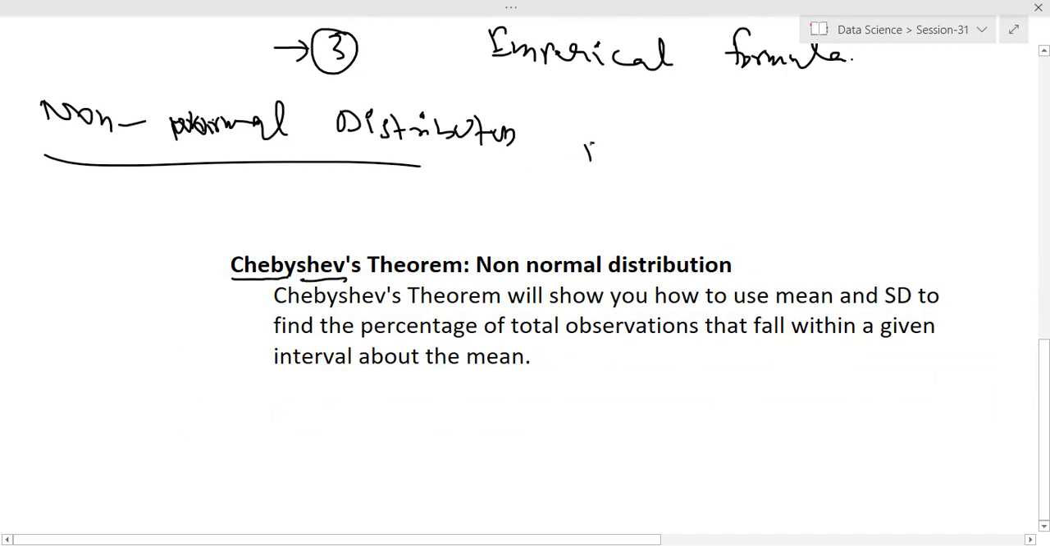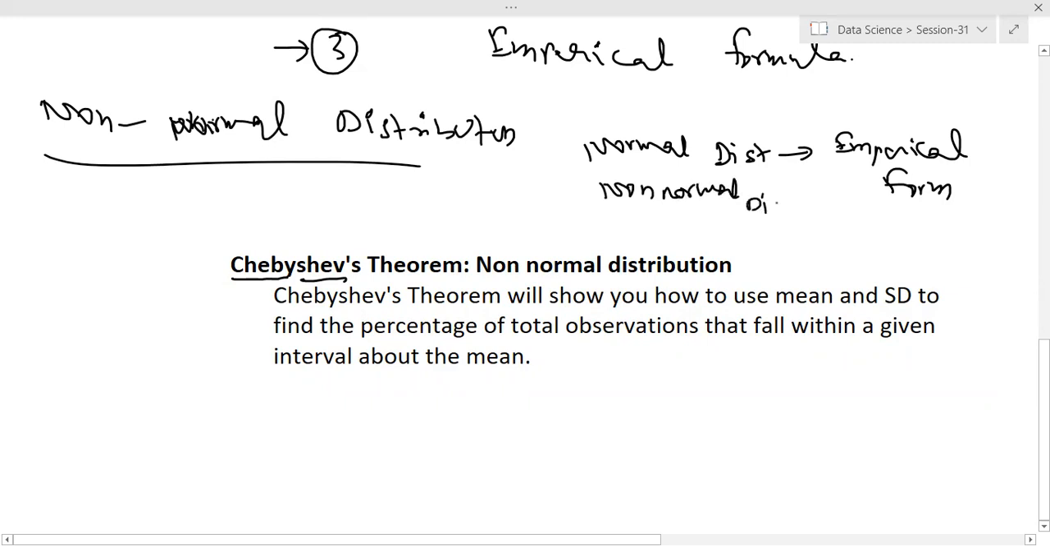Whereas in the case of the normal distribution, what formula do we have? Empirical rule. Whereas if you are working with a non-normal distribution, Chebyshev's theorem. Okay, what it says is it will show you how to use the mean and standard deviation to find the percentage of total observations that fall within a given interval about the mean.